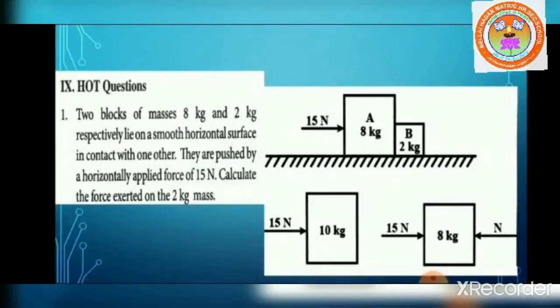Roman numeral 9, hard questions. Two blocks of masses 8 kg and 2 kg respectively lie on a smooth horizontal surface in contact with one another. They are pushed by a horizontal applied force of 15 N. Calculate the force exerted on the 2 kg mass.